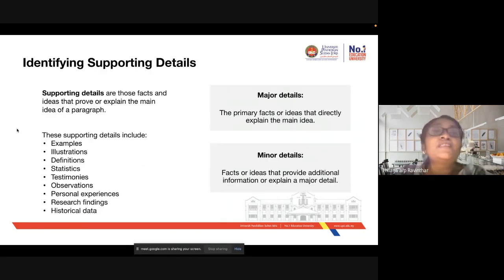Supporting details are usually examples, explanations, definitions, statistics, evidence, research. All of this comes under supporting details. In fact, they are important because without supporting details, the main idea cannot stand, isn't it? You won't be able to make sense of what the author is trying to say. So that is why supporting details in a paragraph are important.